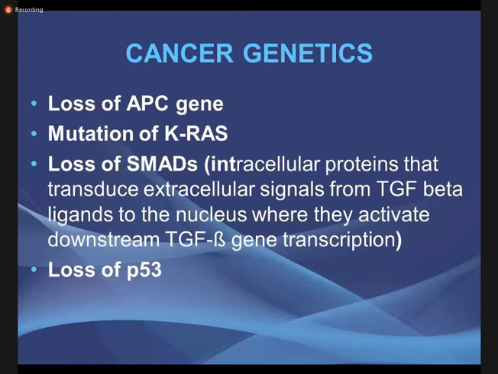Regarding the cancer genetics, a number of genes are mutated in the causation of these tumors. These include loss of the APC gene, mutation in KRAS, and loss of SMADs, which are the cellular proteins that transduce transforming growth factor beta, which is responsible for the inhibition of the cell cycle. When there is a mutation in these transforming growth factor beta receptors, there will be unrestrained proliferation of the cells, and then there will be loss of p53. So these are the accumulated mutations which are present in colorectal carcinogenesis.